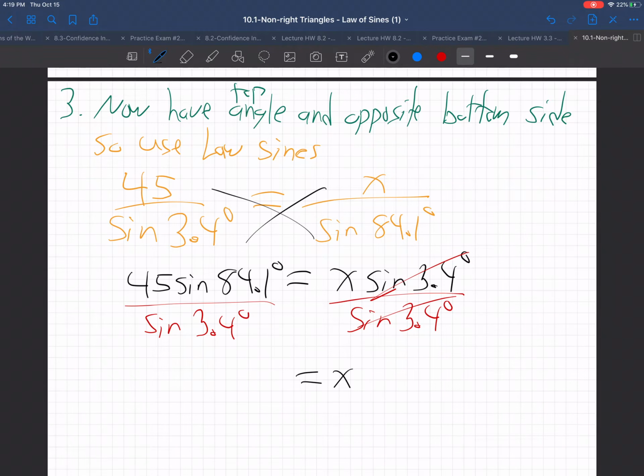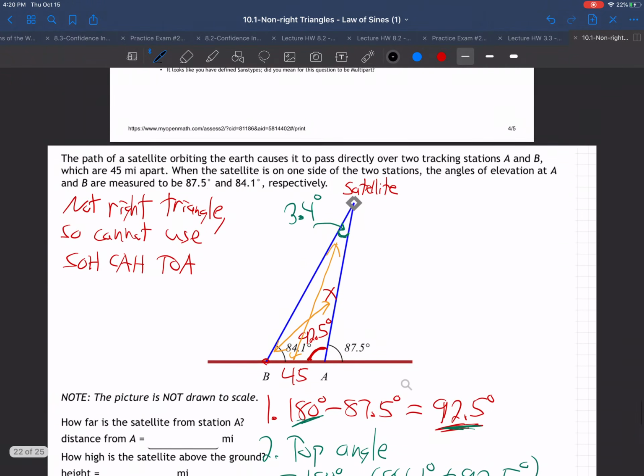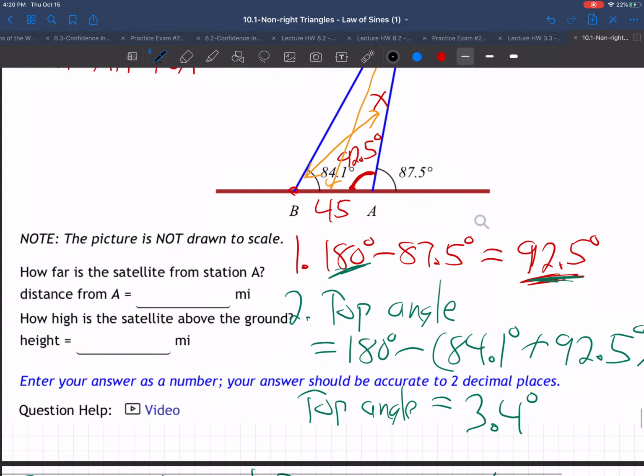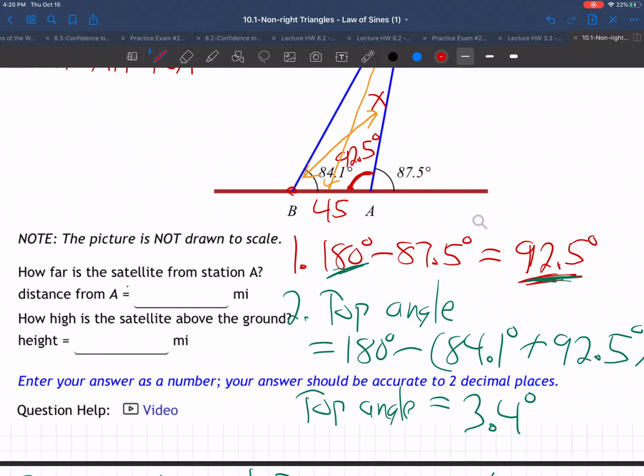I'm getting x is 754.7523. It actually rounded to 24. Now, I don't know how many decimals they wanted. I didn't see it anywhere, so I'll write that in. So we get 754.7524. Okay, that's A.